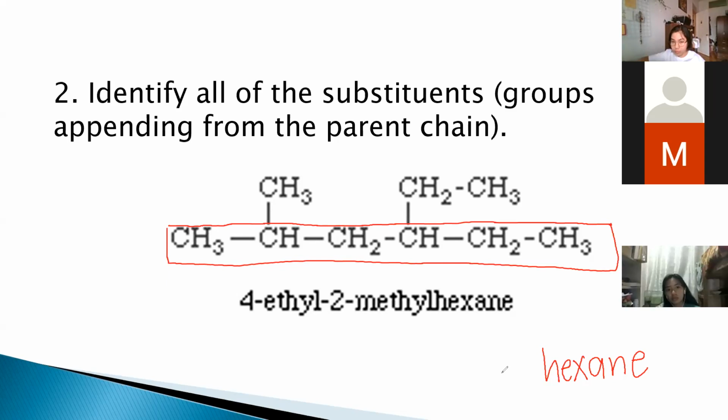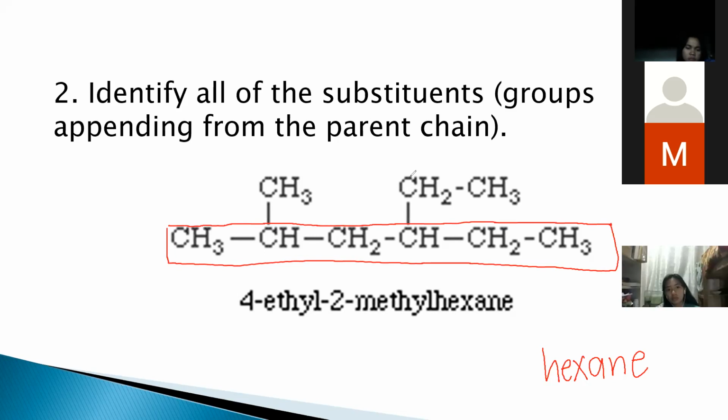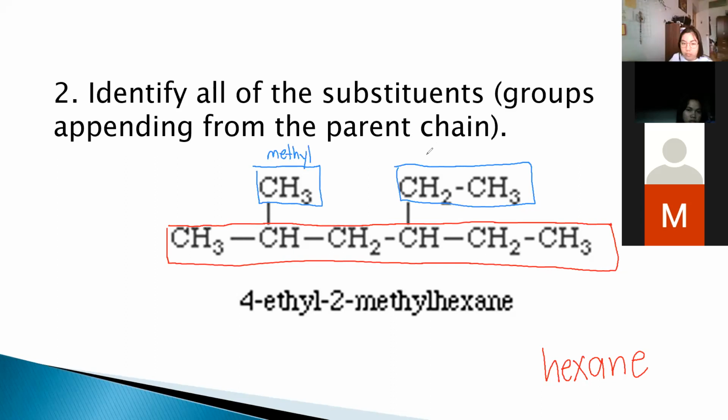What's the next step? Identify the substituents. Okay, very good. Identify the substituents or the branches. So, ang hindi nakasali sa counting natin for the parent chain are this one and this one. And then let's name them. What's the name of CH3? Methyl, ma'am. Methyl. Okay, do not forget, methyl. How about CH2, CH3? Dalawang carbon yan. Ethyl, ma'am. Okay, this is ethyl.